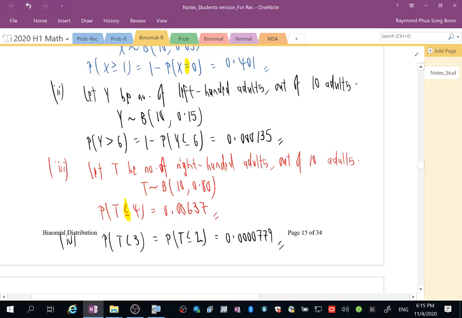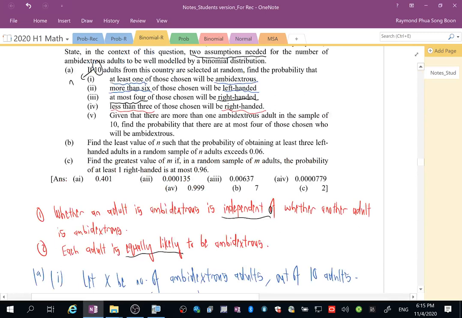Which gives us a probability of 0.000097779, which is an extremely small probability for the number of right-handed adults out of 10 to be less than 3. Okay, because based on the probability of success, right-handed adults actually make up the greatest probability. In fact, it's 0.8 for the probability of success. Okay, now let's look at part 5.